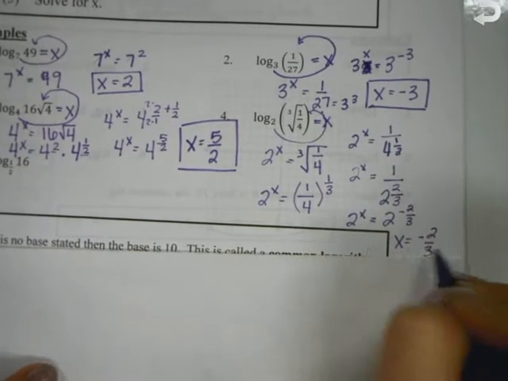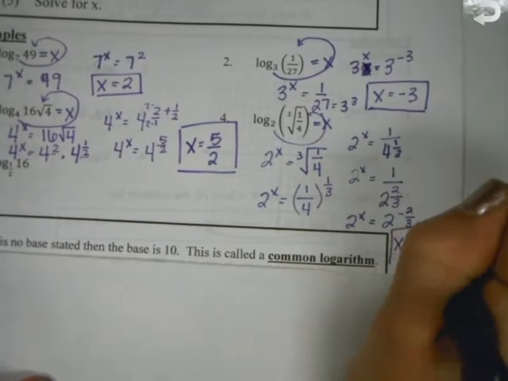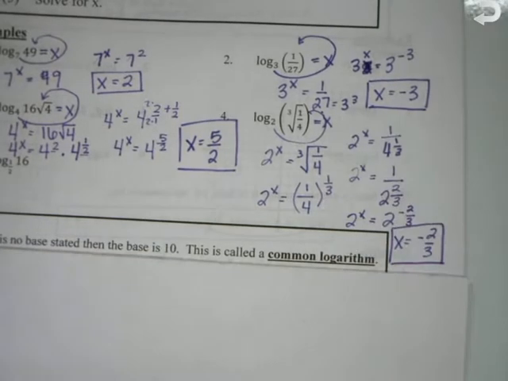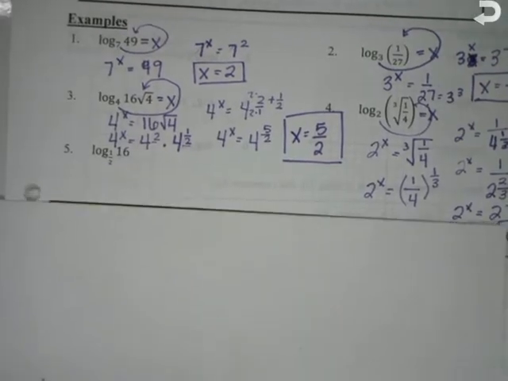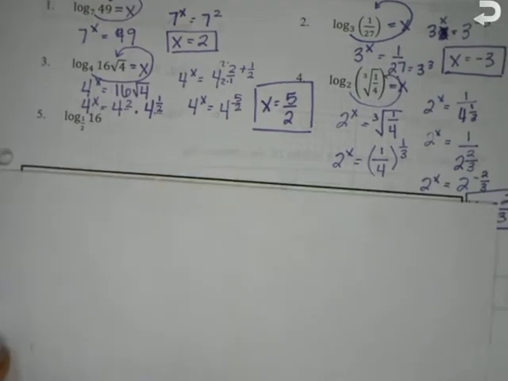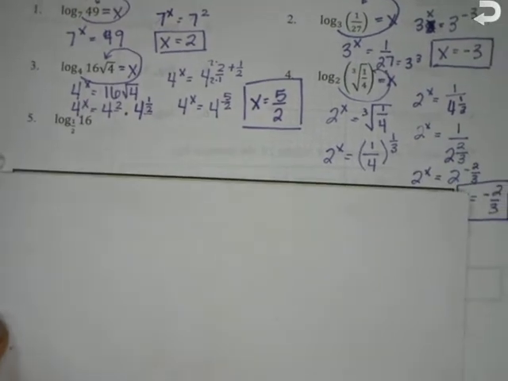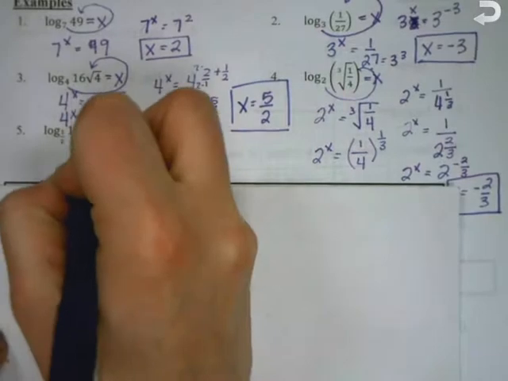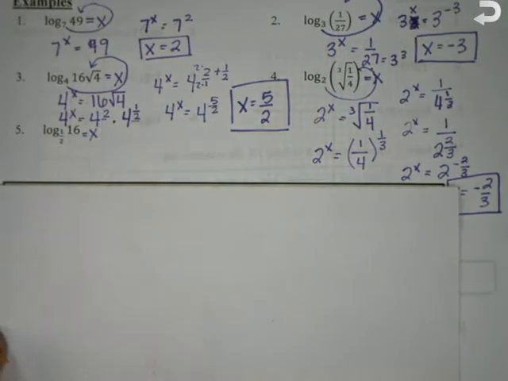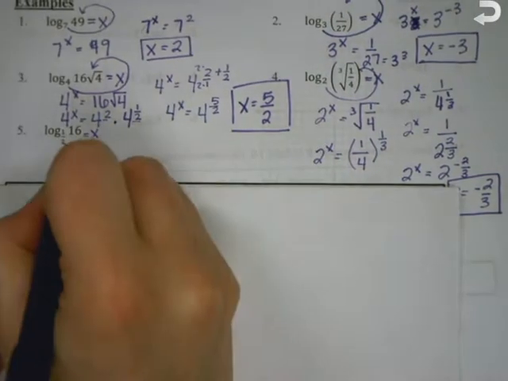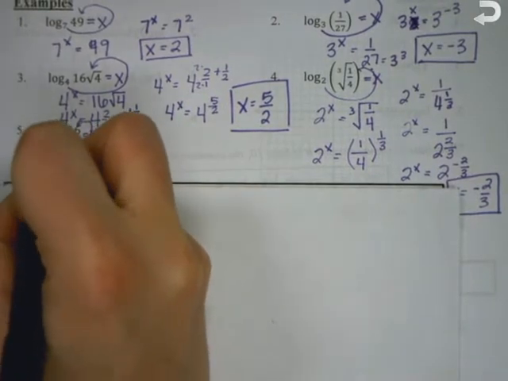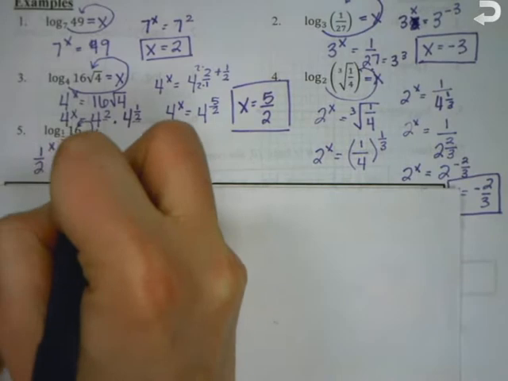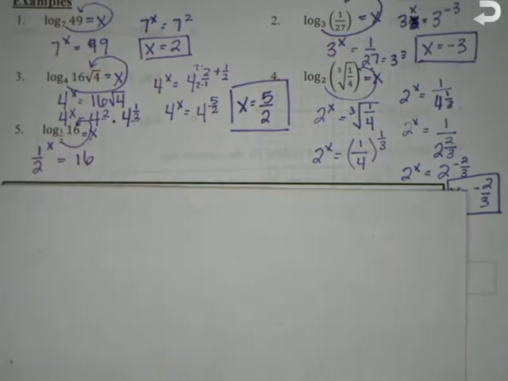Okay, so last one, number 5. We have log base 1/2 of 16, so we set it equal to x. And then we go around and rewrite it as an exponent. So this is 1/2 to the x equals 16. So I'm going to be getting a base of what here? 2. A base of 2.